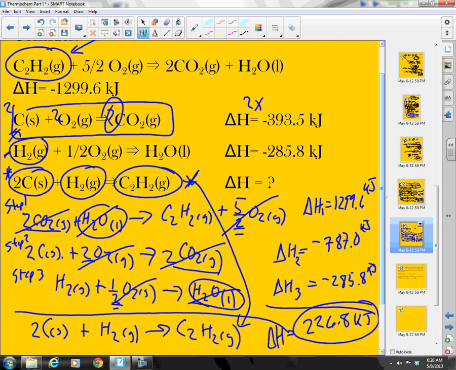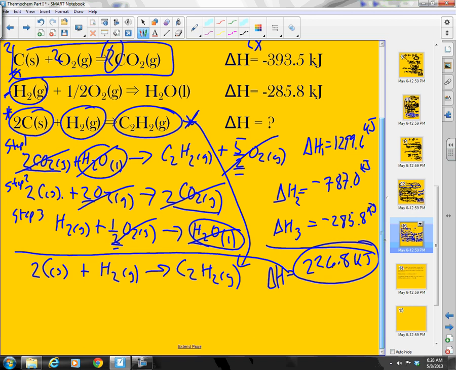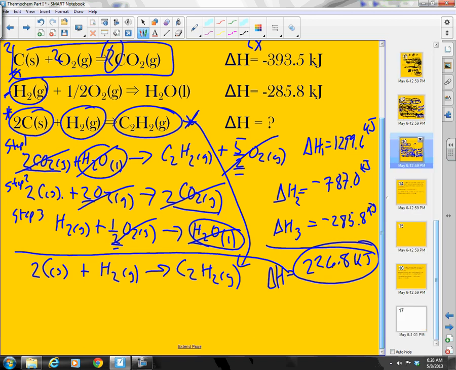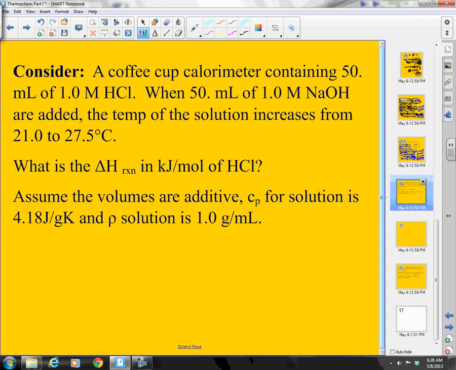Great. Excellent. Let's see, how are we doing on time? Oh, we can finish this off. So that was Hess's law. Now we want to get into a specific type of problem called a coffee cup calorimeter. And believe it or not, you really need to know this stuff. It will show up even in things like AP tests.